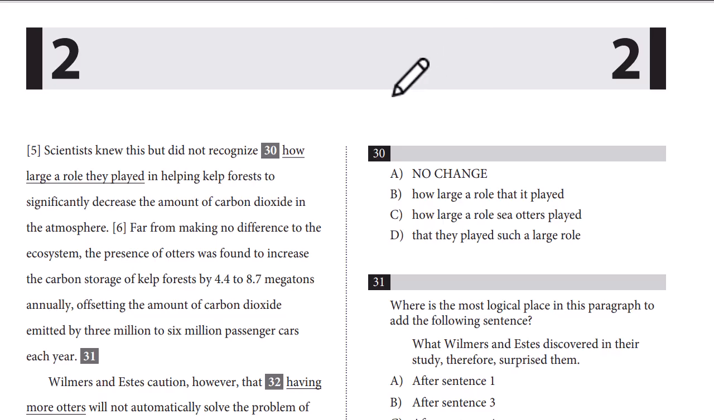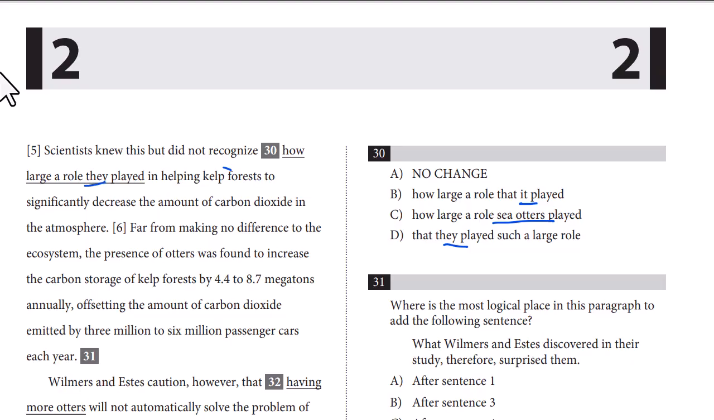30. Scientists knew this, but didn't recognize how large a role they played in helping kelp forests to significantly decrease the amount of carbon dioxide in the atmosphere. So how large a role they played, how large a role it played, how large a role sea otters played, that they played such a large role. Okay. It's definitely a pronoun issue. Scientists knew this, but did not recognize how large a role they played.